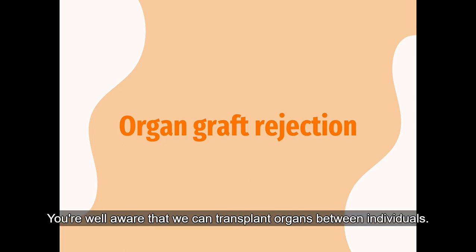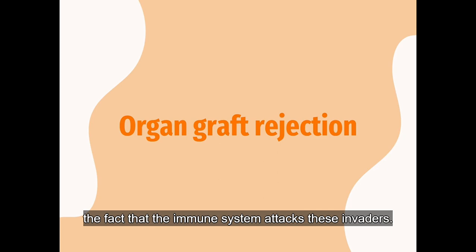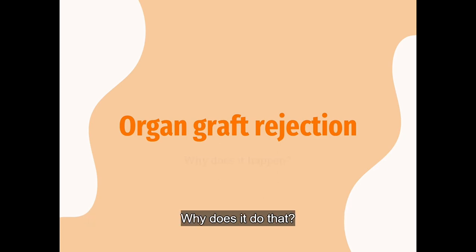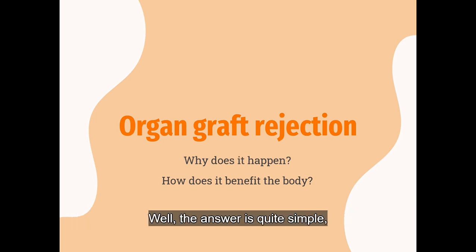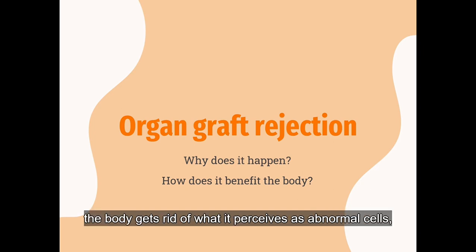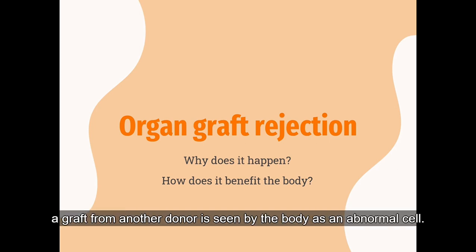You're well aware that we can transplant organs between individuals. We can transplant kidneys, livers, hearts. But one of the problems associated with this is the fact that the immune system attacks these invaders. Why does it do that? What is the possible benefit of attacking foreign organ grafts? Well, the answer is quite simple. The body gets rid of what it perceives as abnormal cells. And a foreign organ graft, a graft from another donor, is seen by the body as an abnormal cell.